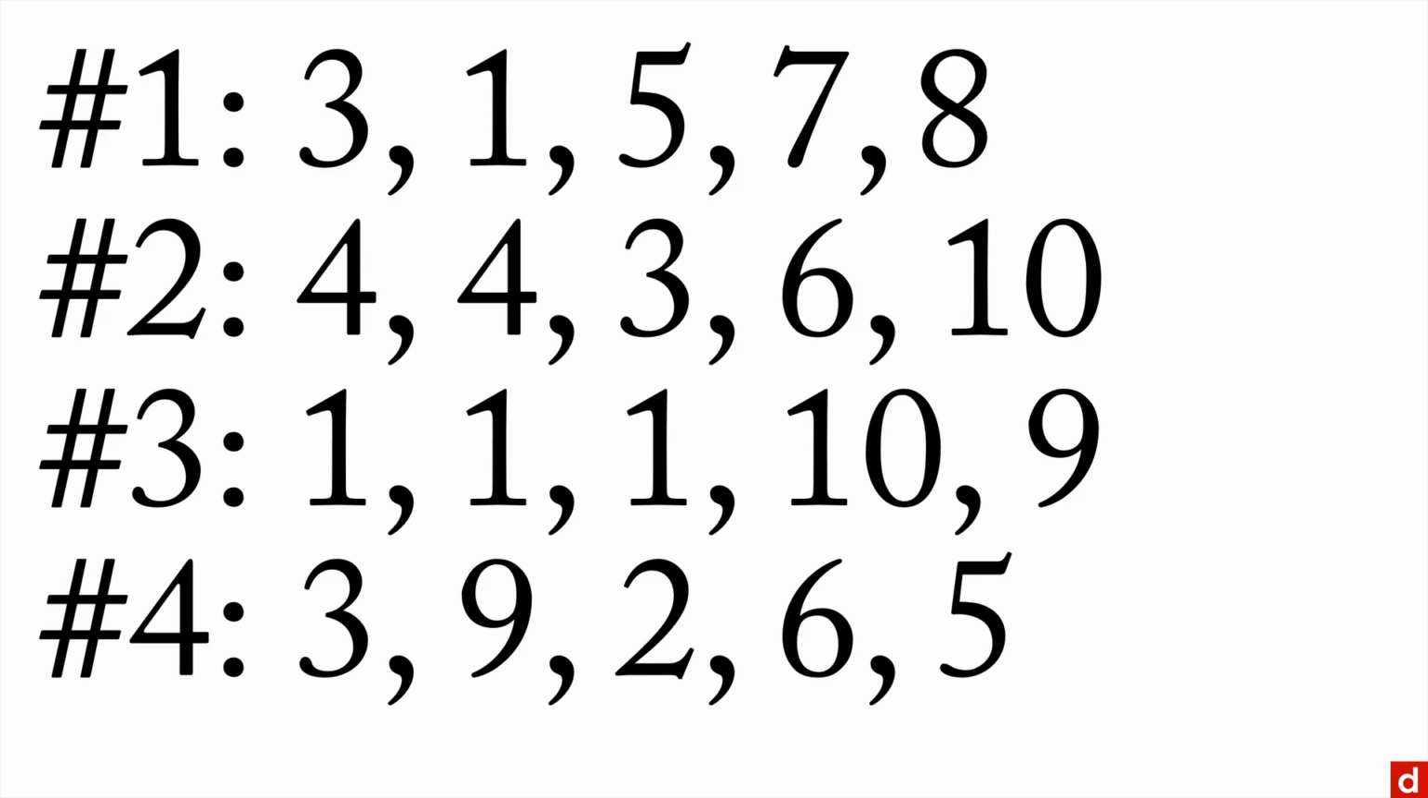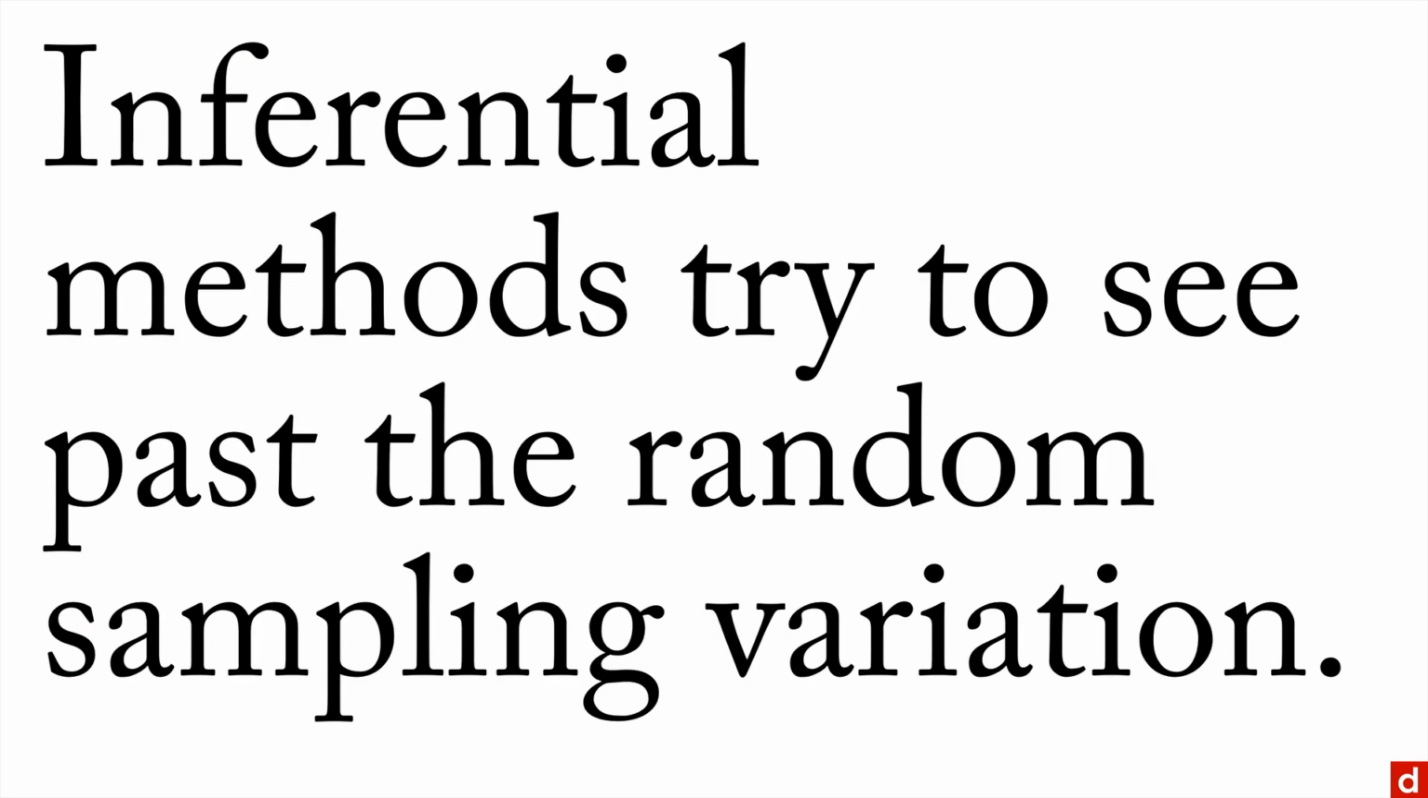All of these were drawn at random from the exact same population, but you see that the samples are very different. That's the sampling variability or the sampling error. And that's what makes inference a little trickier. And let's just say again why the sampling variability matters. It's because inferential methods like testing and like estimation try to see past the random sampling variation to get a clear picture of the underlying population.